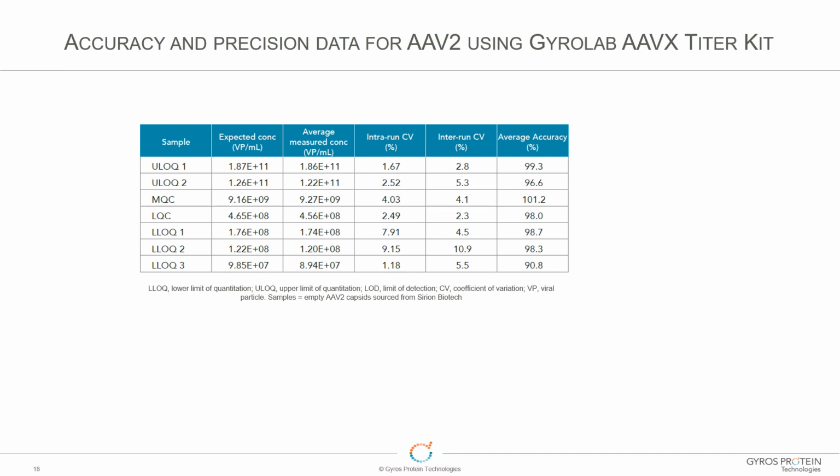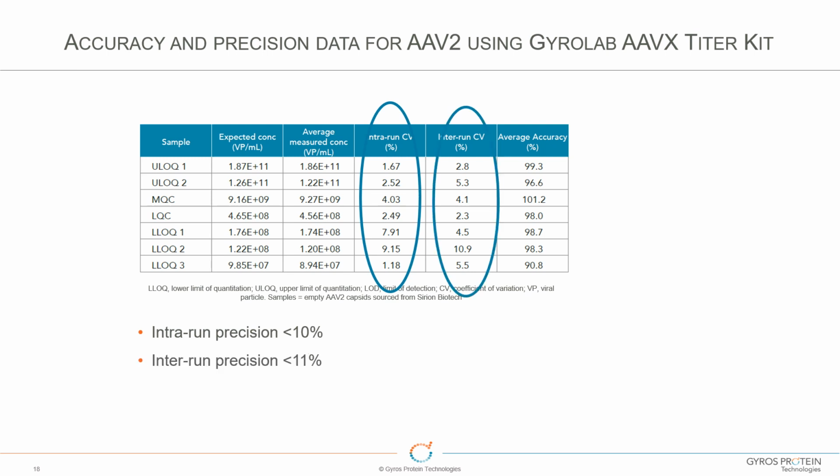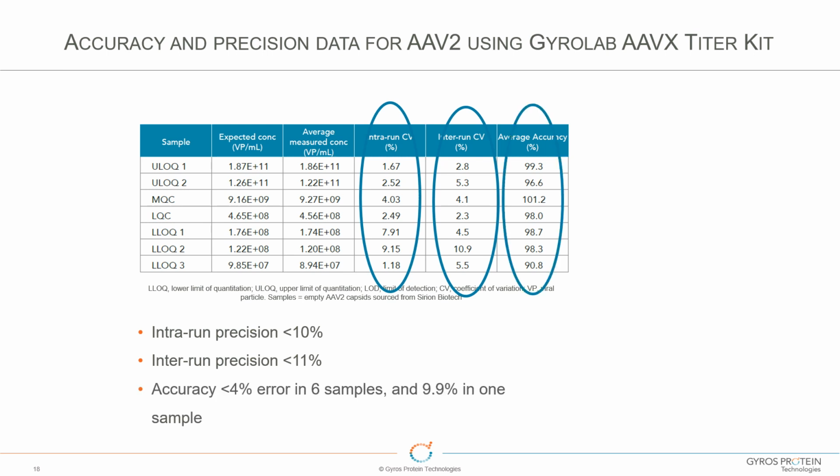Here we see some performance data generated using AAV2. So this shows precision and accuracy using quality control samples, and we can see great performance. All CVs are less than 10%, and between runs less than 11%. And we get really good accuracy, within 10%. So overall, the assay performs very well. Yeah, I think when you have labeled reagents, a kit, and an automated system, it really streamlines the process.